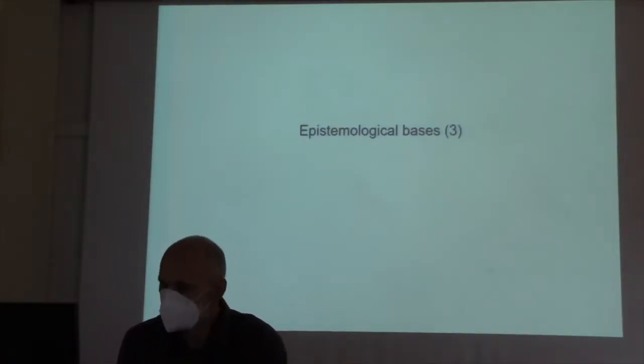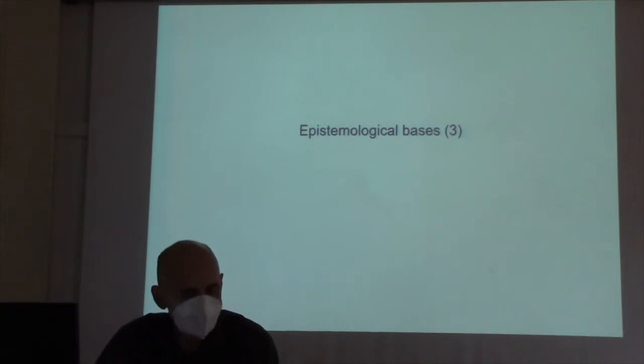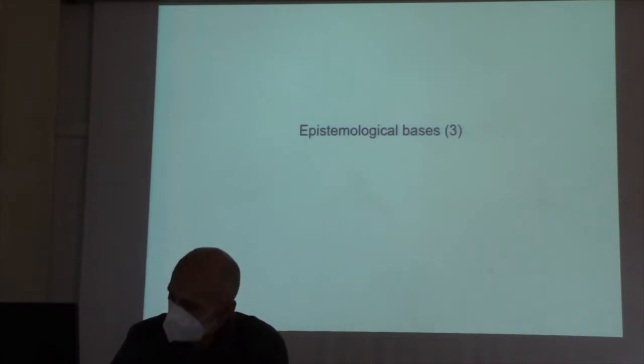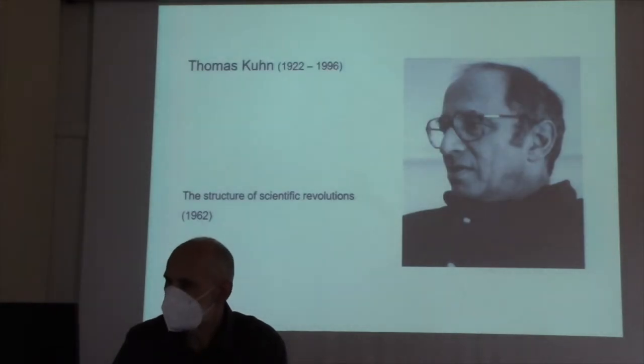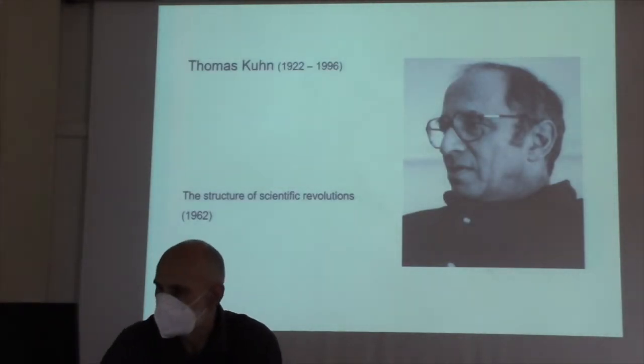So, good afternoon. This is the last lesson of the first part of the course on the epistemological basis of science. And we'll discuss the thinking of Thomas Kuhn, who in 1962 published The Structure of Scientific Revolutions. It's a small book that you can actually read.